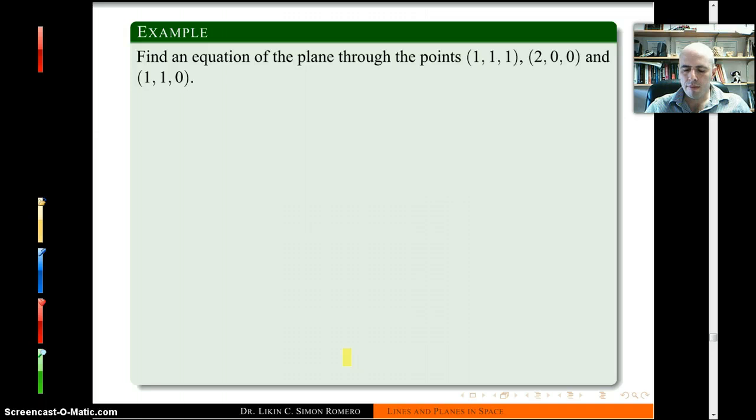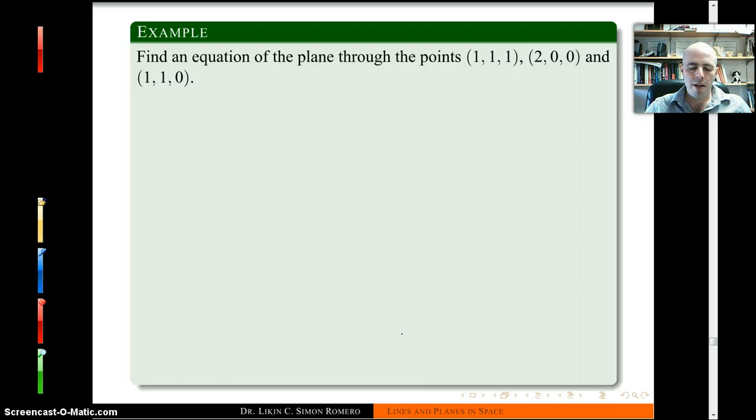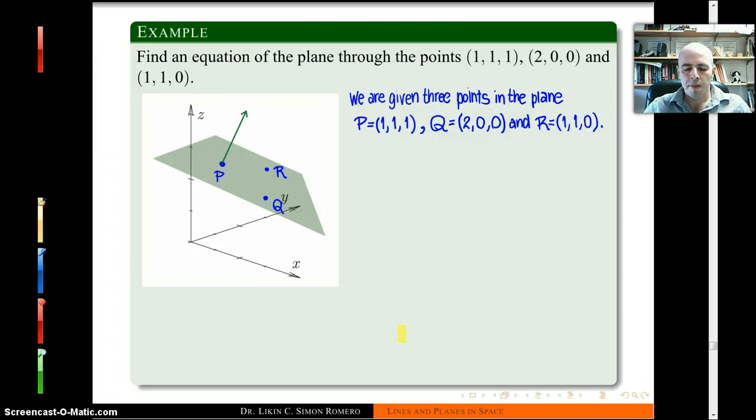I wanted to tell you, notice that the components of the normal vector of the plane are just the numbers a, b, and c, which are the coefficients of our variables. So let me give you an example. Find an equation of the plane through those points over there. We're given 3 points in the plane, P, Q, and R.